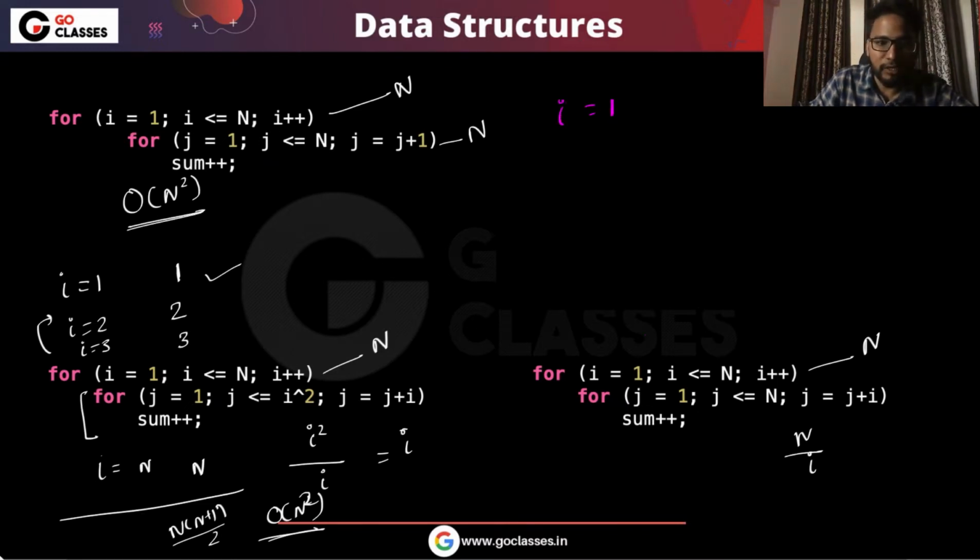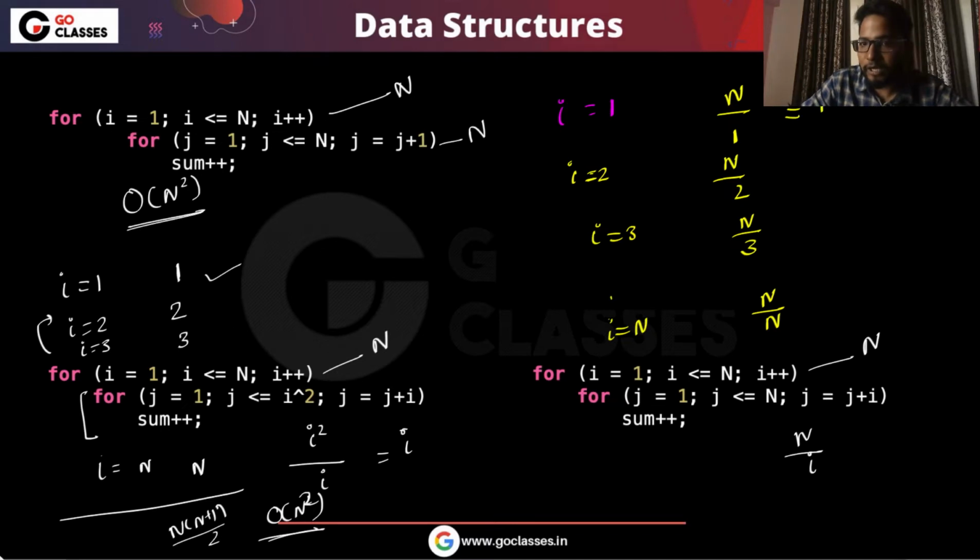How many times are you running this? You are saying that you are running n by i times, which means for i equal to 1, you are running n by 1 times. For i equal to 2, you are running this n by 2 times. For i equal to 3, you are running this n by 3 times. And for i equal to n, you are running this n by n times.